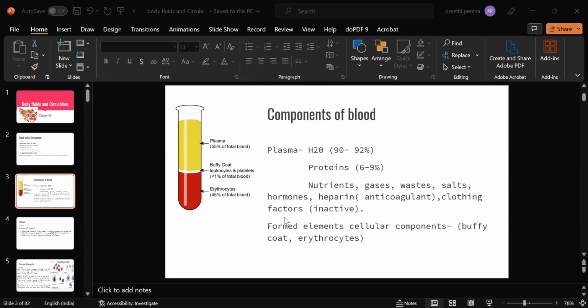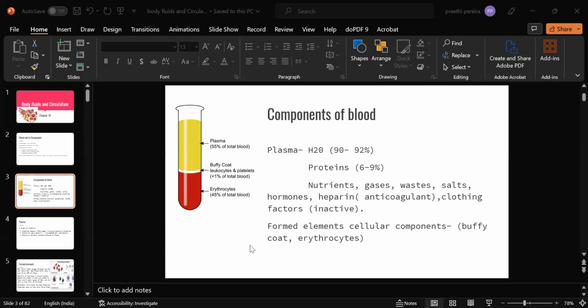I'll repeat. Heparin is active inside our body. But once it comes out of a body and when it is exposed to oxygen, heparin becomes inactive. Whereas clotting factors are inactive inside the body, but when they are exposed to the external oxygen, they become active. Okay? So heparin and clotting factors are antagonistic to each other.